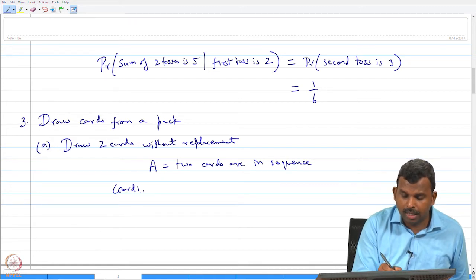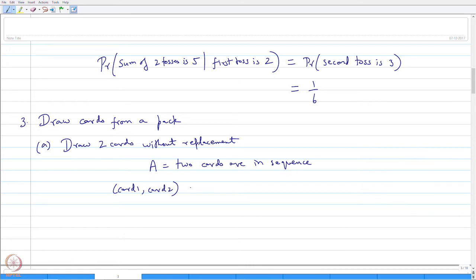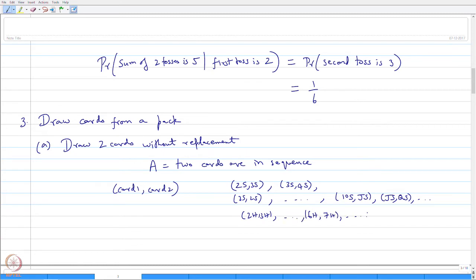Let us say we draw card 1 and card 2. So, these could be, let us say, 2 spades, 3 spades, or 3 spades, 4 spades, or in fact they can also be 3 spades, 2 spades. This is also actually in sequence, even though it comes in reverse sequence. Anything else could also be a sequence. So, 10 spades, jack spades, queen spades, like that. So, they should be the same suit. Or you could have 2 hearts, 3 hearts, or 6 hearts, 7 hearts, like that. So, both cards should be in the same suit and the numbers should be next to each other.